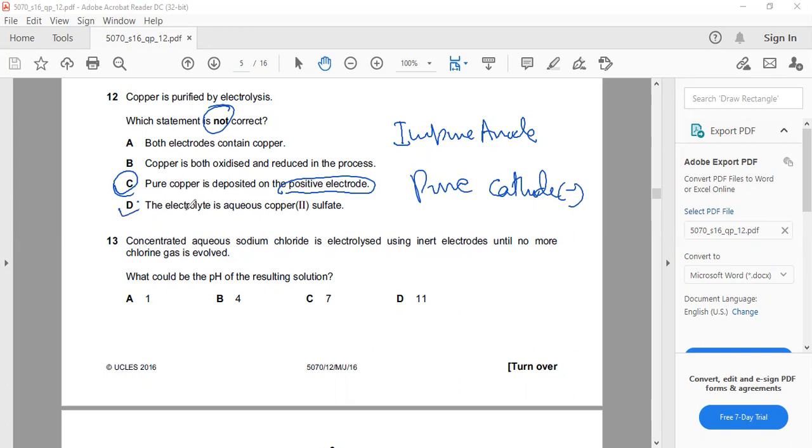This is also correct. Electrolyte is also correct. This is also correct. Not correct is only C. To remember, pure cathode: PC. Like the hotel Pearl Continental, PC, the mnemonic. Pure cathode. Cathode is negative. Okay.